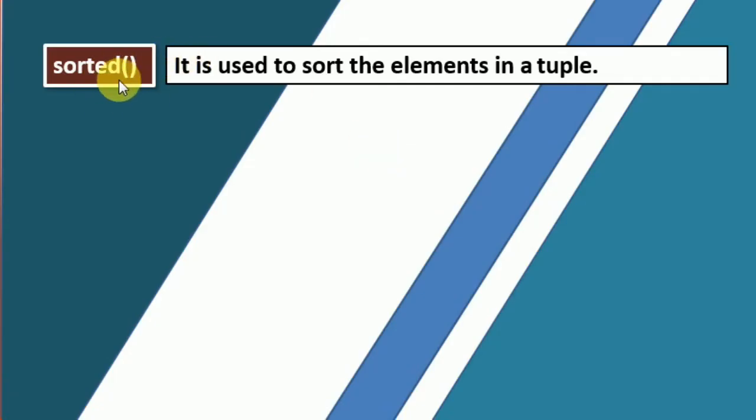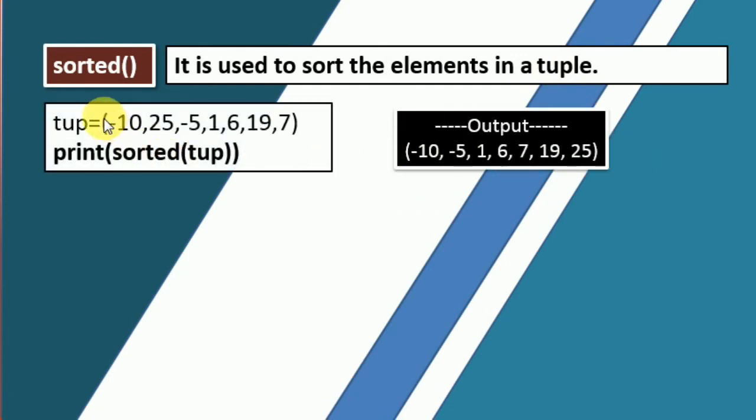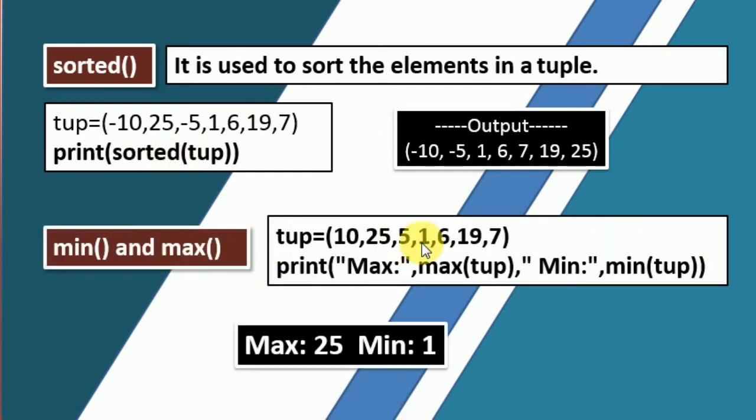Sorted is used to sort the elements in a tuple. If we put some numbers inside a tuple and want to sort them, we have to write sorted bracket tup then bracket close. It will display the sorted numbers. Next, minimum and maximum work in the same way. Max returns the maximum value from the tuple and min returns the minimum value from the tuple. That means 1 is going to be displayed and 25 is going to be displayed. 25 is the highest and 1 is the lowest.